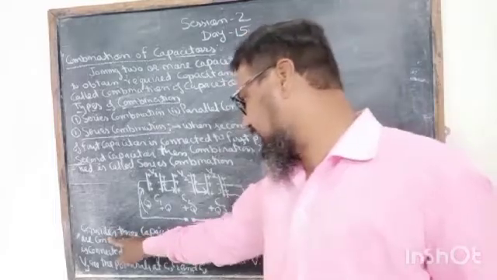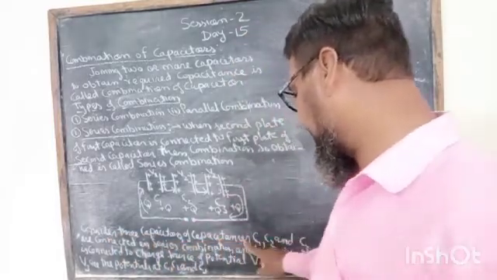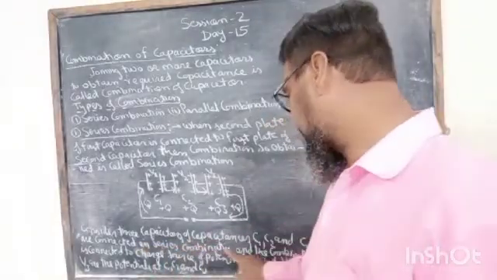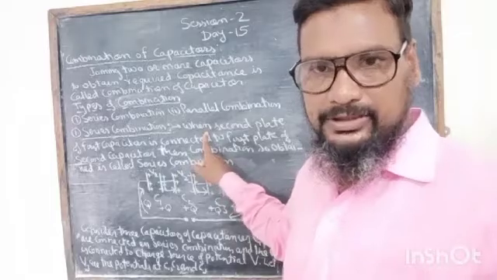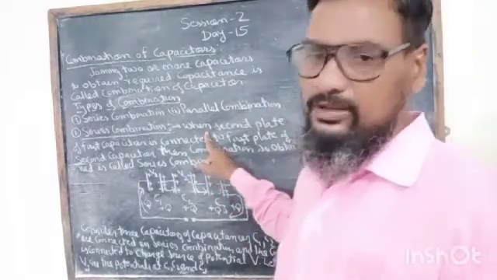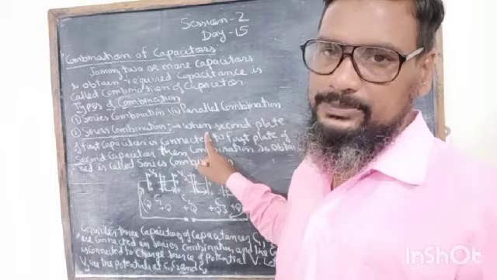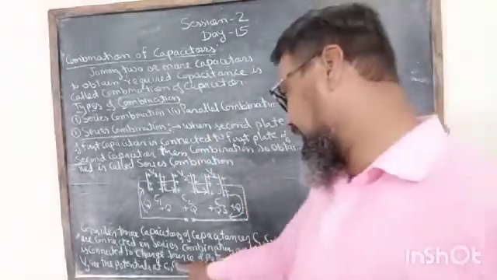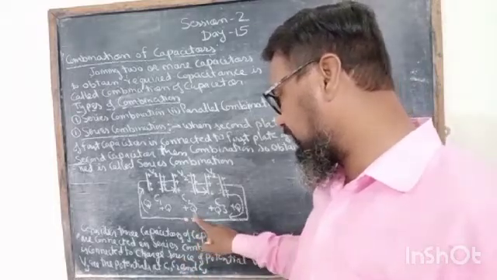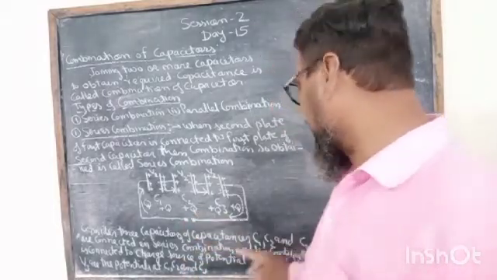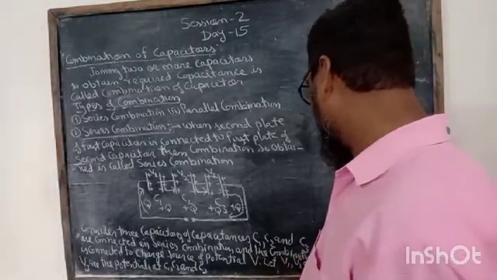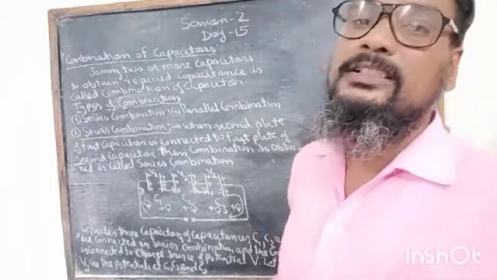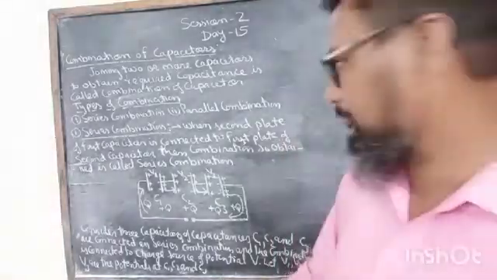Consider three capacitors of capacitances C1, C2 and C3 connected in series combination, which means the second plate of the first capacitor is connected to the first plate of the second capacitor, and the combination is connected to a charge source of potential. The potential of this charge source is V, and V1, V2, V3 are the potentials produced at C1, C2 and C3.